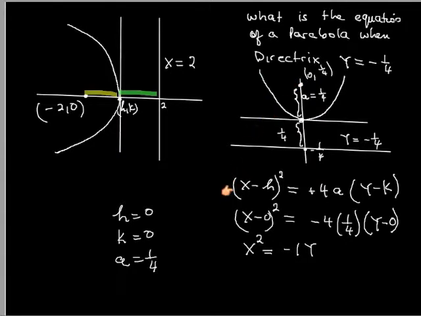Here's the general equation for an up-facing parabola. It's (x minus h) squared is equal to 4a times (y minus k). We can simplify this to x squared is equal to, so y is equal to x squared is the equation.